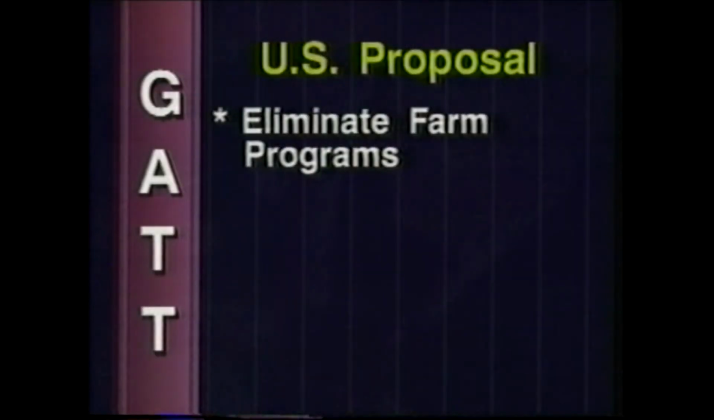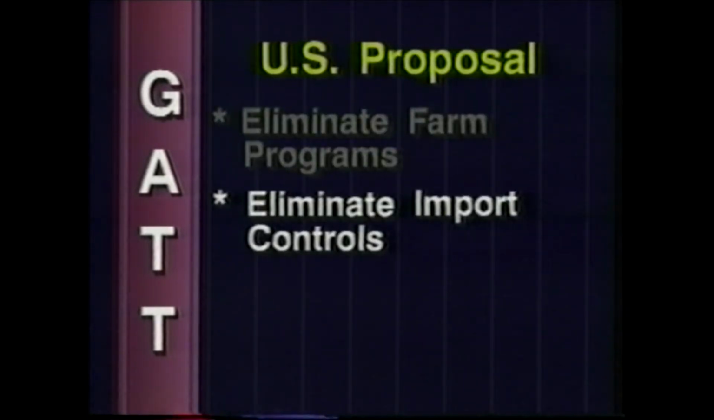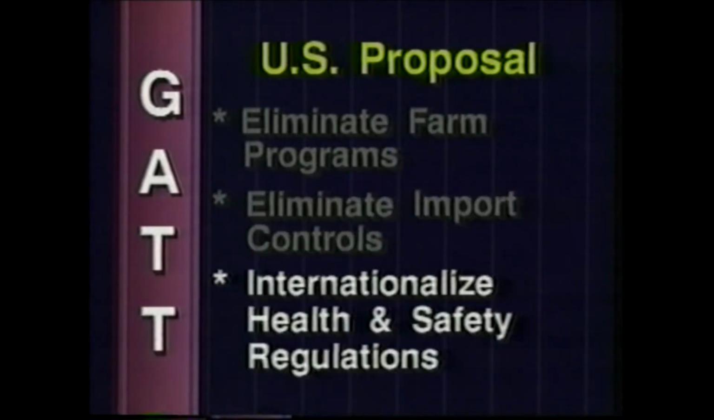In July of 1987, White House GATT negotiators made their first concrete proposal to GATT. In this proposal, the U.S. called for ending nearly all farm programs within 10 years. Second, they proposed the elimination of almost all import and export controls. And third, the U.S. proposed a global harmonization plan that would lower the pesticide standards applied to imported foods here in the United States to much weaker international standards.